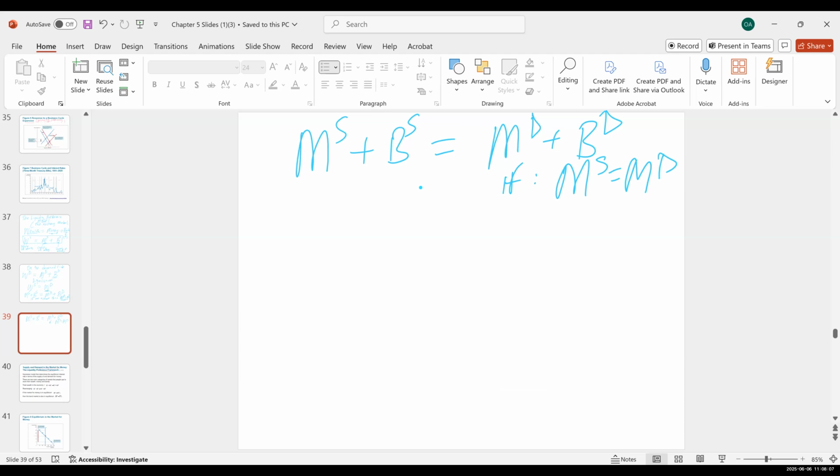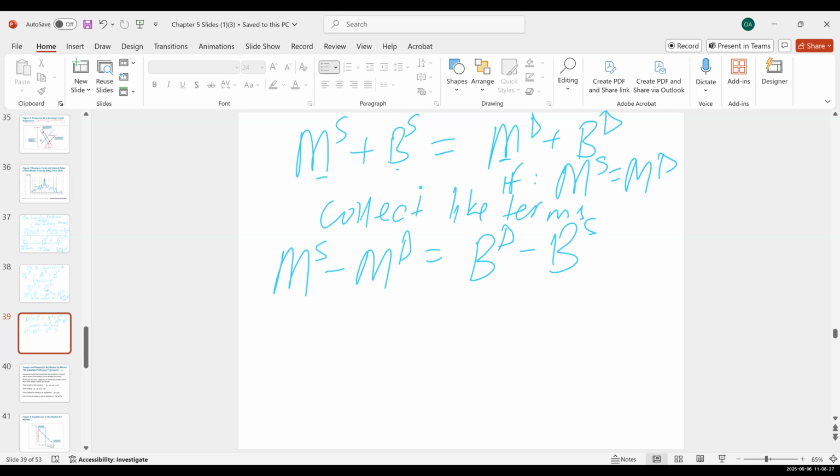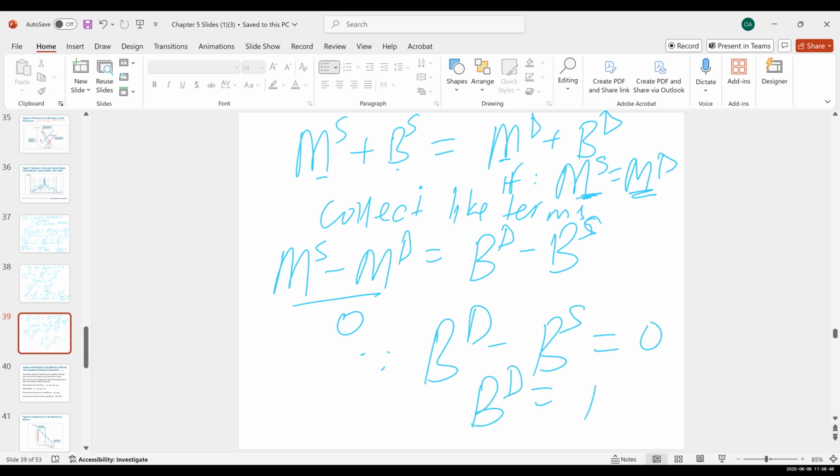First of all, let me collect like terms, putting terms in money together. If I subtract money demand from both sides and subtract bond supply from both sides, then I can write this equation as MS minus MD must equal BD minus BS. So when we say the money market is in equilibrium, meaning money supply equals money demand, the difference MS minus MD is going to be 0. Therefore, BD minus BS equals 0. So the bond market will also reach equilibrium according to Keynes.